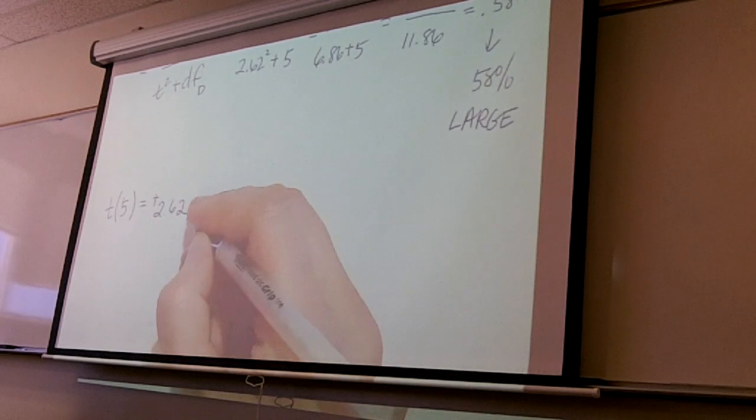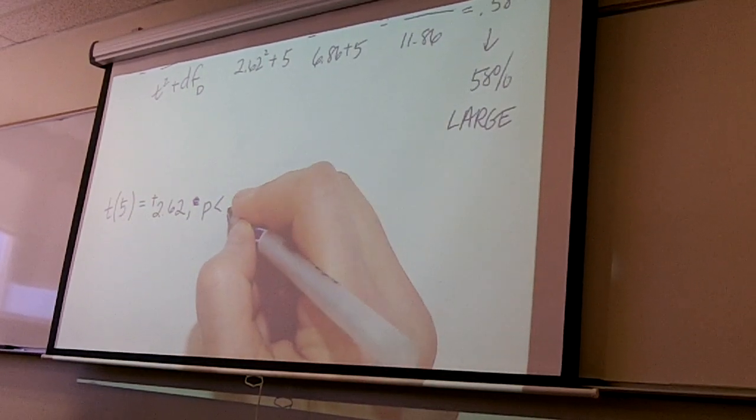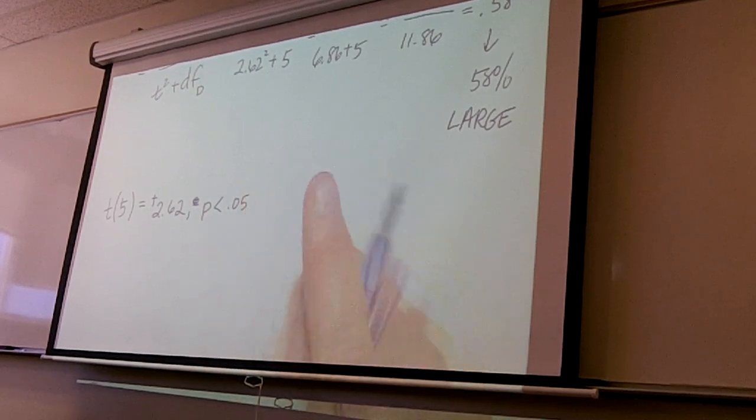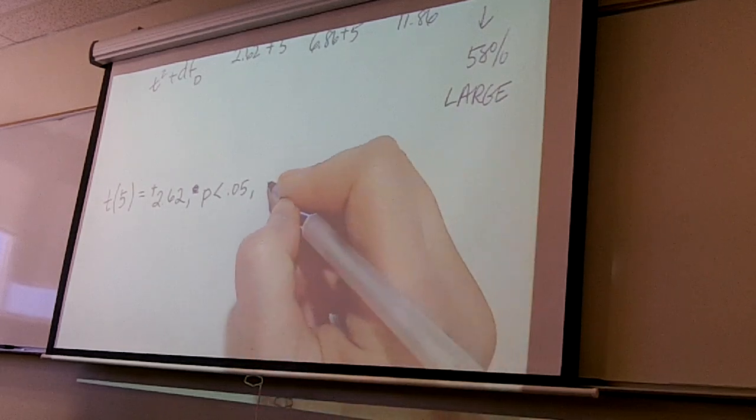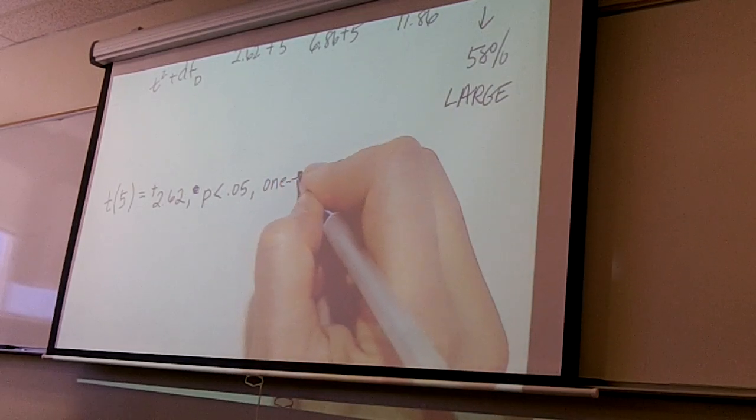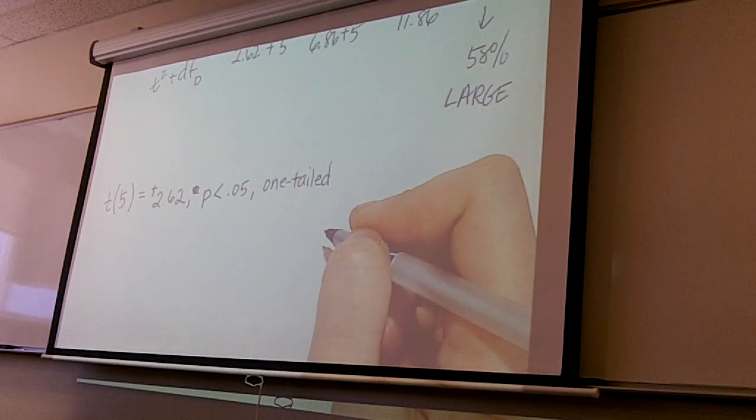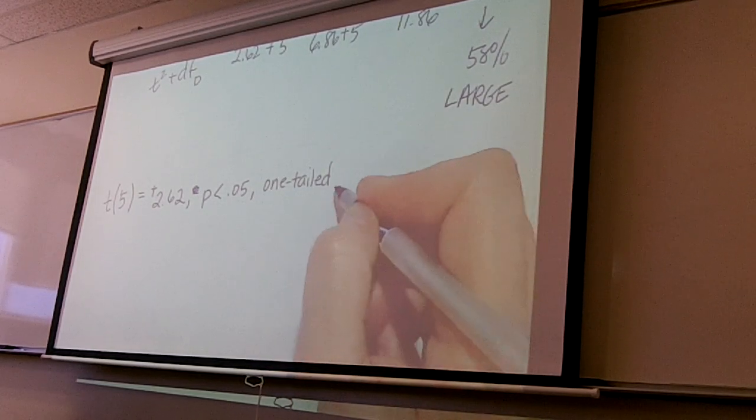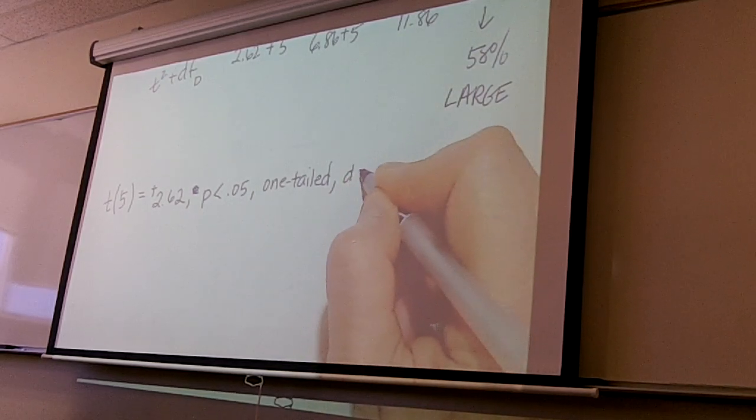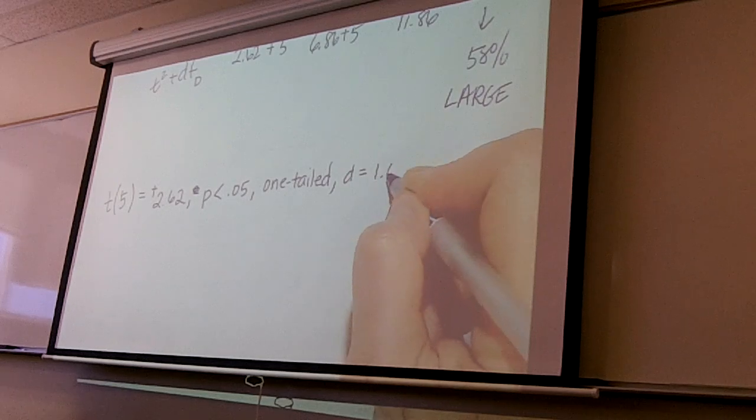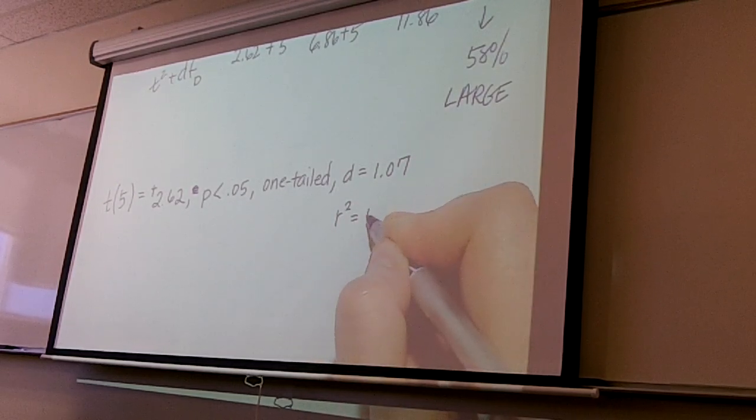P, the probability of getting this score given those degrees of freedom is less than 0.05, because that was our alpha. Okay, good. Comma. One-tailed, because it was a one-tailed test, so they need to know that, otherwise they won't be able to look up the critical value and know what it was. Then if we're doing Cohen's d, we would say d equals 1.07, and if we were doing r squared, we would say r squared equals 58%.